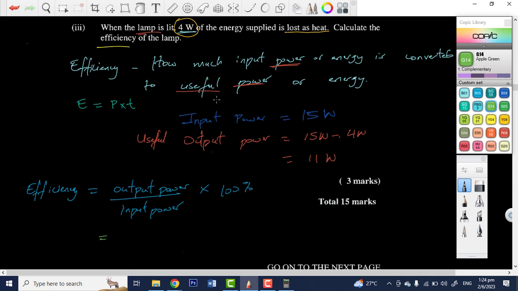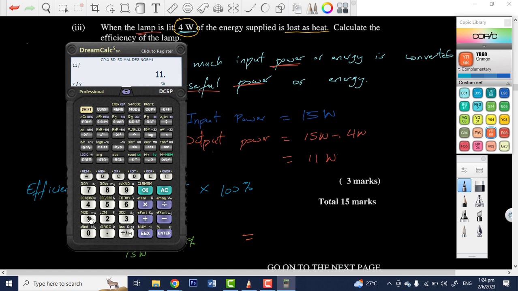All of this is application, right? All of this is application and the use of knowledge. So we want to be able to first recall the content, and then based on the question, we apply the knowledge. So that is where we use knowledge. So output power was 11 watts divided by input power, which is 15 watts, multiplied by 100%.